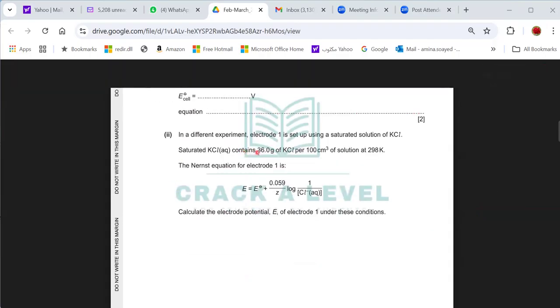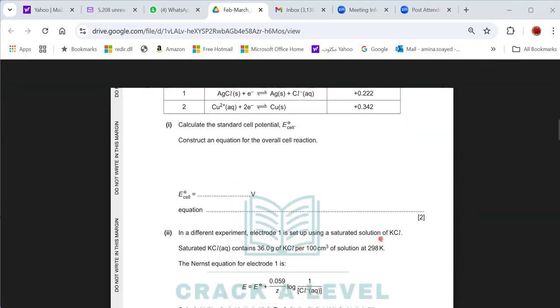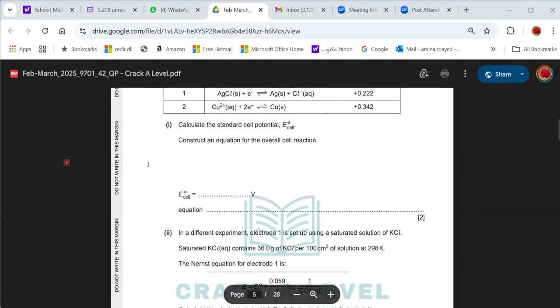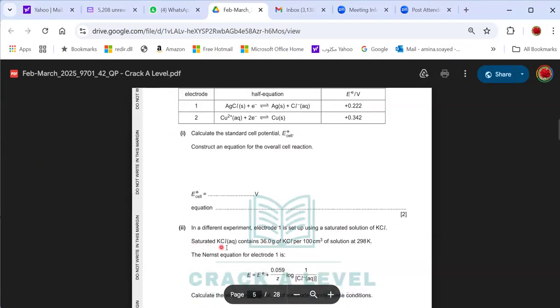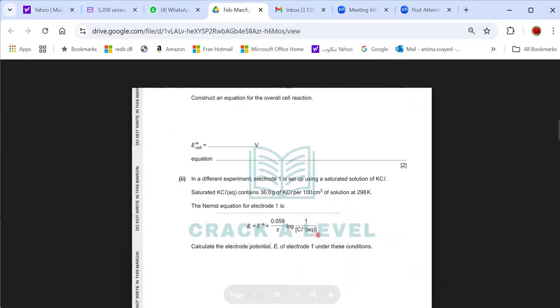They said in a different experiment, electrode 1 is set up using a saturated solution of potassium chloride. Saturated potassium chloride contains 36 grams of potassium chloride per 100 centimeter cube of solution at 298 Kelvin. The Nernst equation for electrode 1 is E equals E naught plus 0.059 over Z log 1 over the chloride ion aqueous. Calculate the electrode potential E of electrode 1 under these conditions.